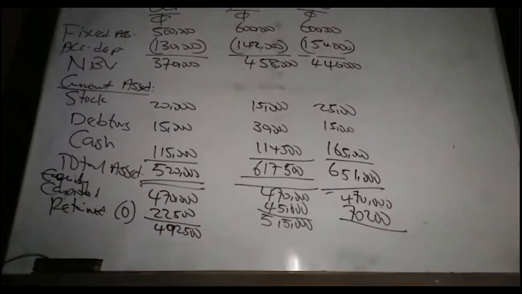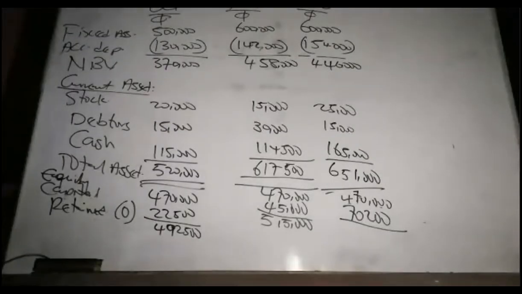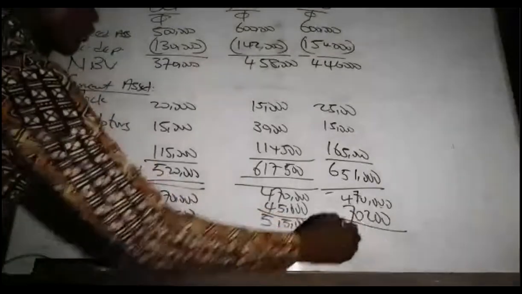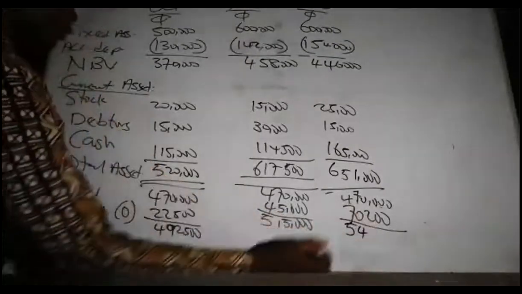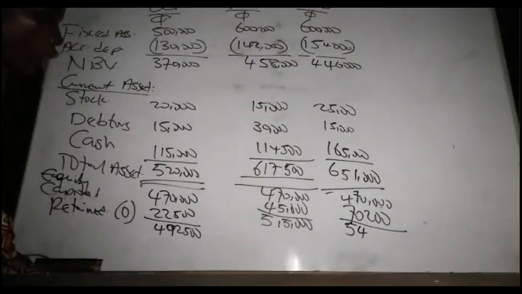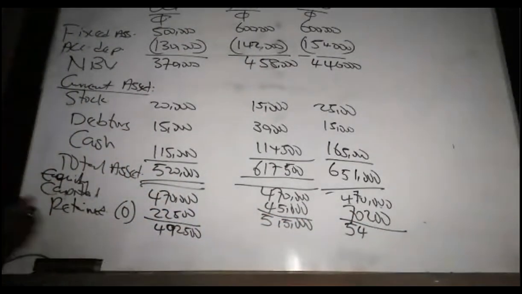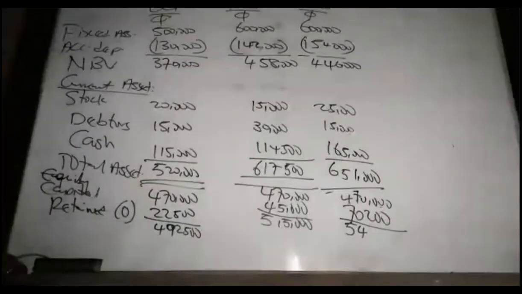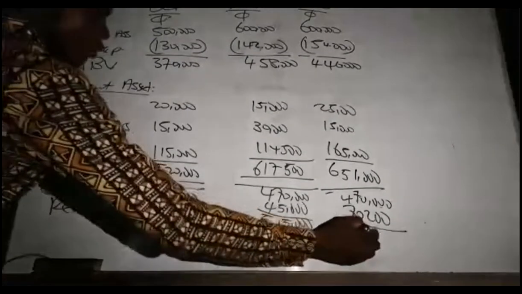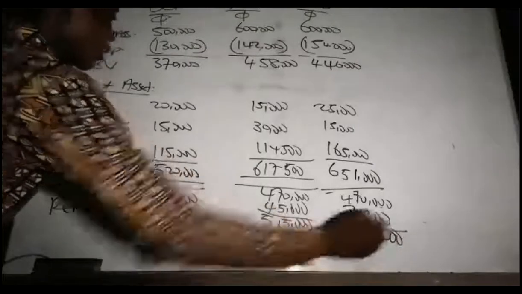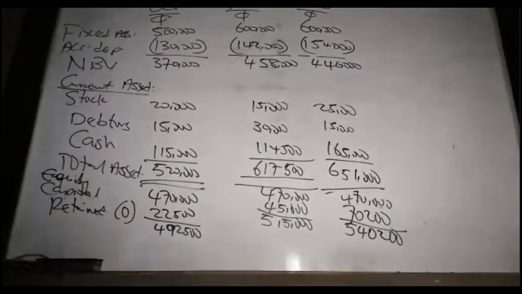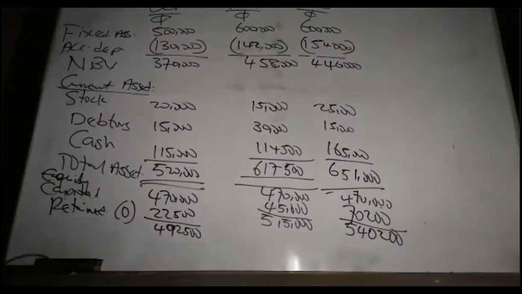Good. You get 540,200. So we are done with the equity. Then the liabilities, and we are done.